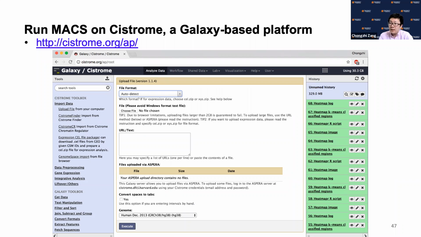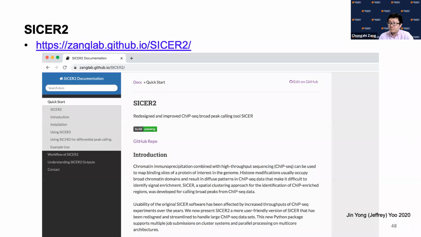Established on top of the Galaxy platform, there's an analysis platform called Cistrome. This Cistrome is also a web-based tool for you to run ChIP-seq analysis, especially MACS that has been installed. And in this tool, you can do the peak calling using this web-based tool. For SICER, you can just go to the website to download and run this in a command line manner.